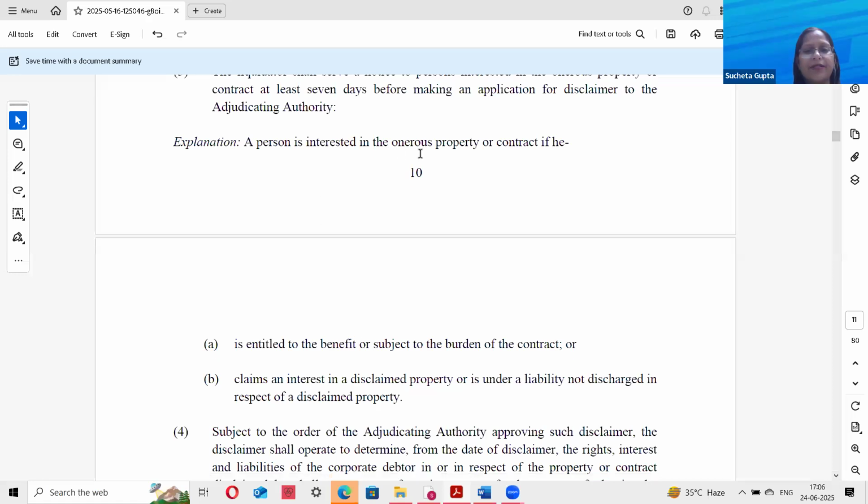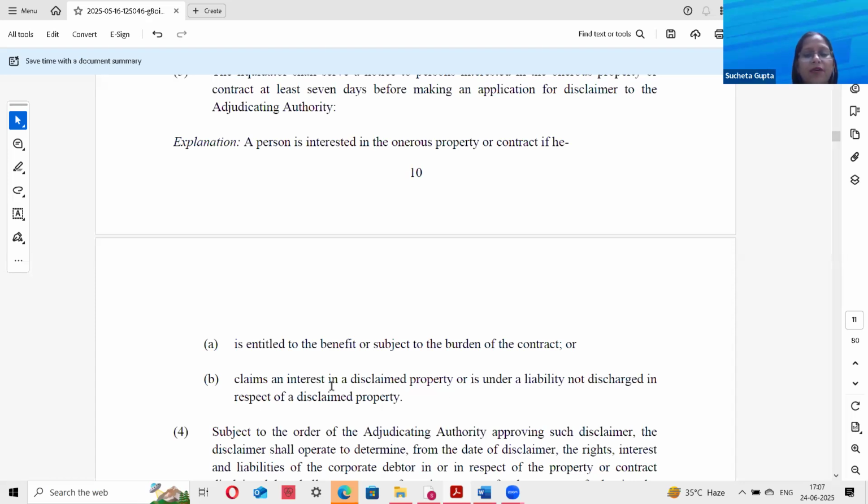A person is interested in the owner's property or contract if he is entitled to the benefit of it. Within 6 months, it may be 3 months also. Within 6 months doesn't mean it is exactly on the 6th month. It can be before 6 months also, and for the period extended. So nothing wrong in that.